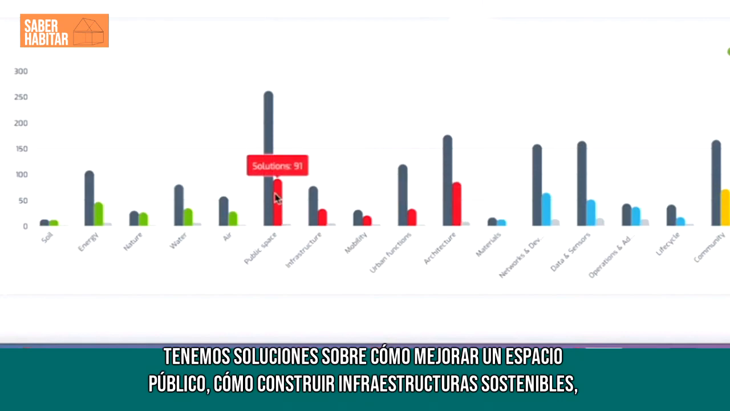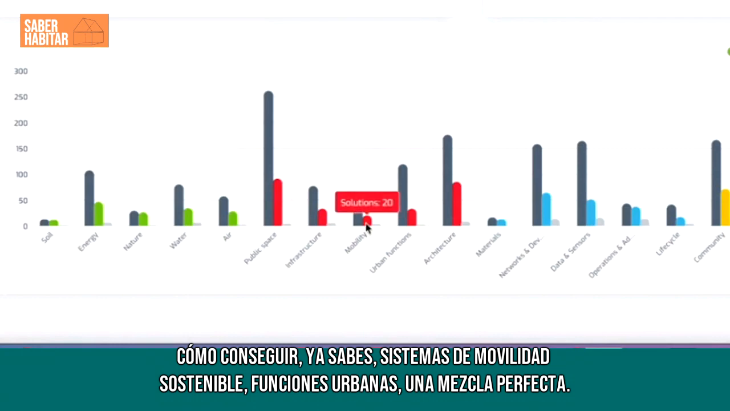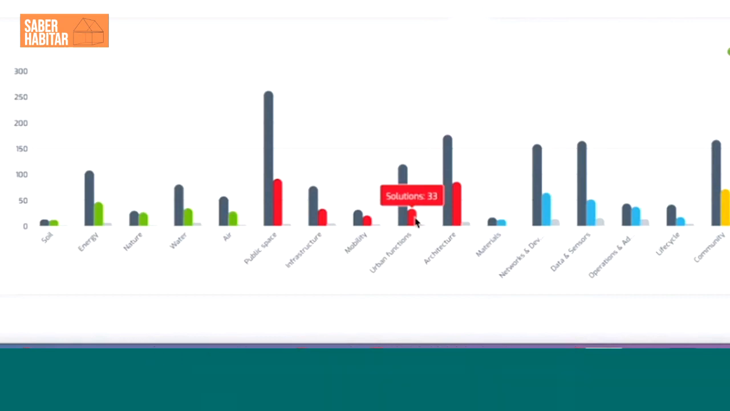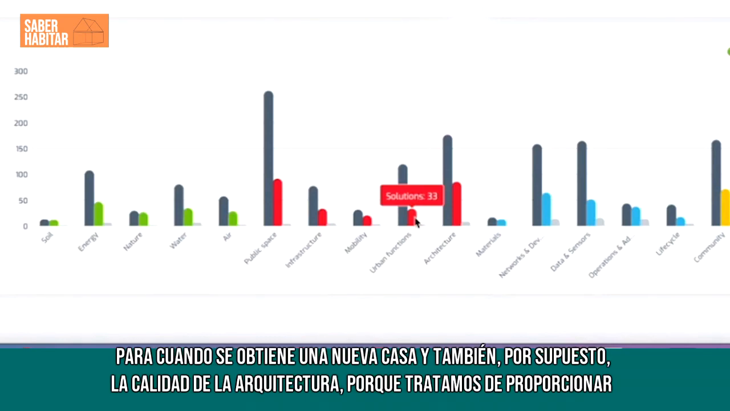so to the planning of a new smart district, we have solutions about how to get a better public space, how to build sustainable infrastructures, how to get sustainable mobility systems, and urban functions, a perfect mix. So not just residences, not just houses, but also shops, schools, services, whatever is needed when you get a new house.